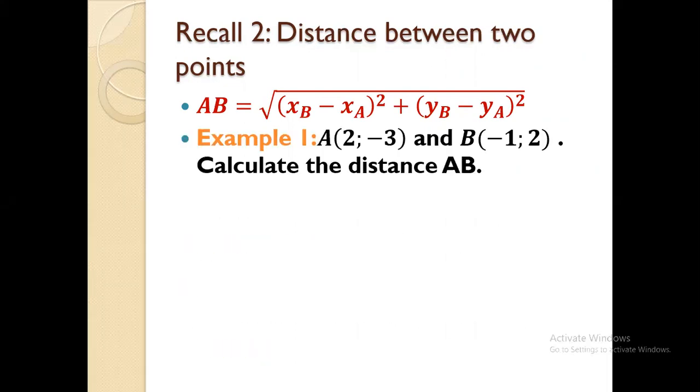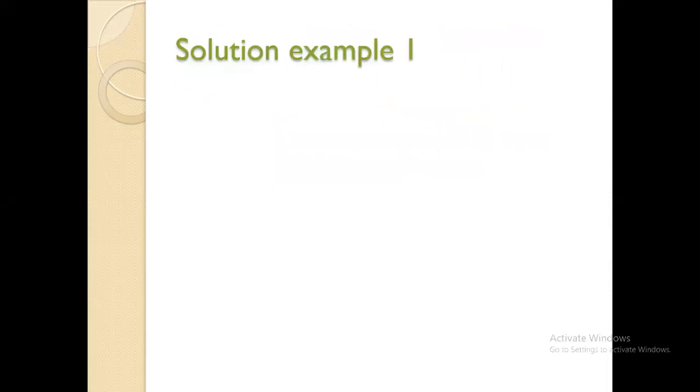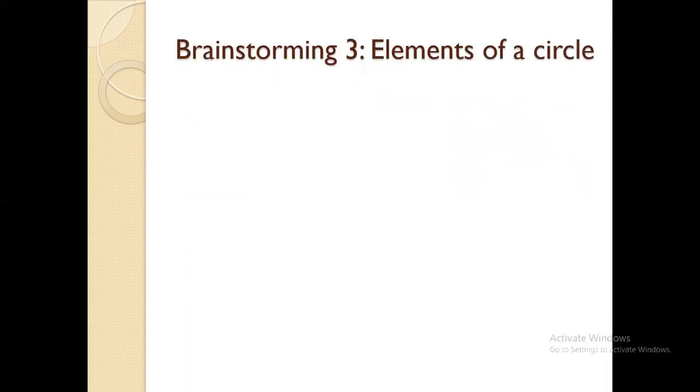Example 1: given A(2, -3) and B(-1, 2), calculate the distance AB. The solution of example 1. If A and B have the following coordinates, then the distance AB is exactly the formula mentioned in the previous page, and you just plug in xB minus xA, which is -1 minus 2, all squared. So you will get radical 9 plus 25, which is radical 34. So the distance AB is radical 34.